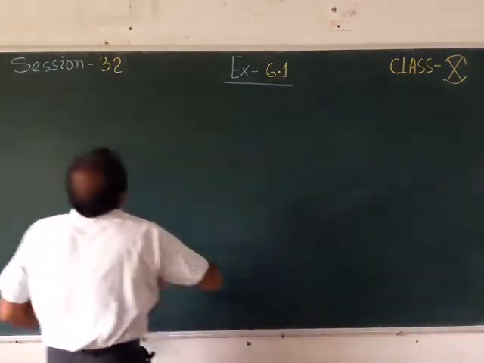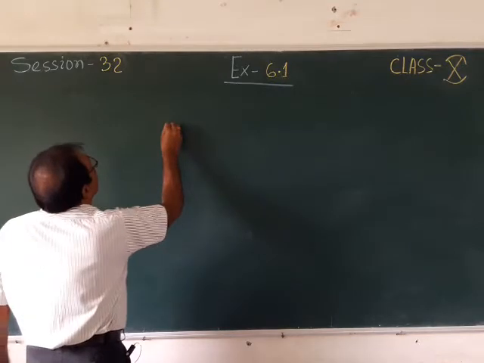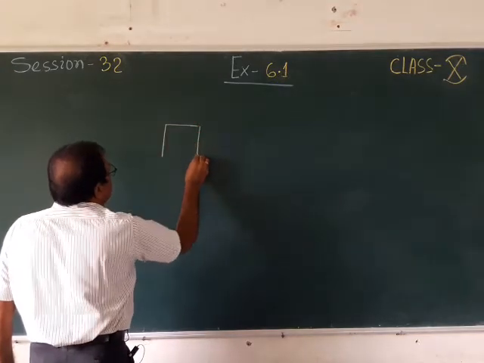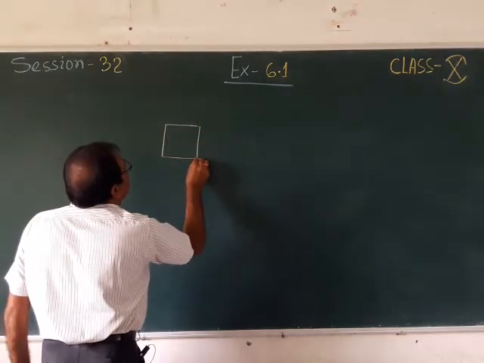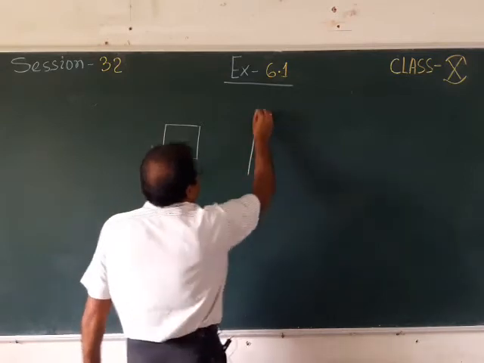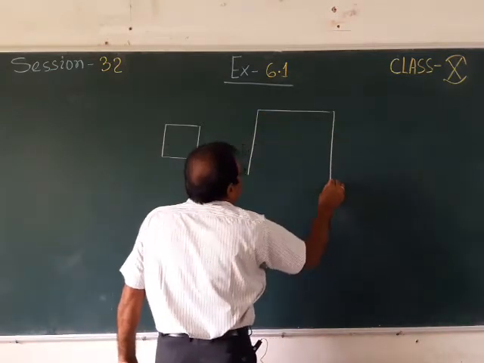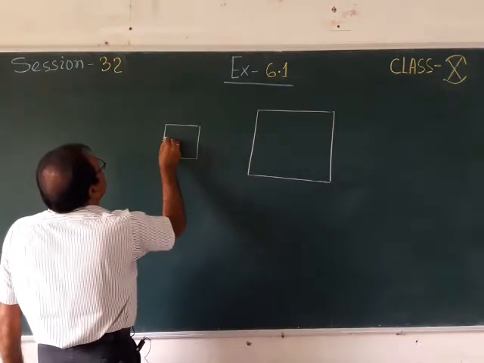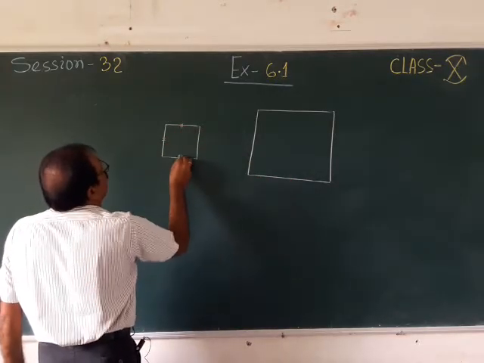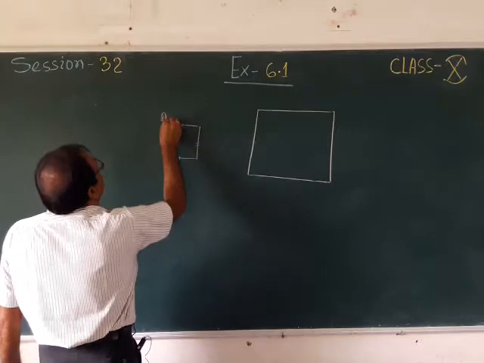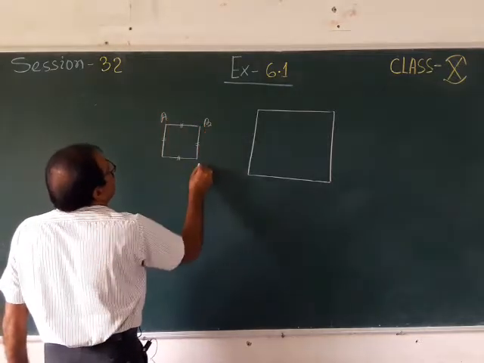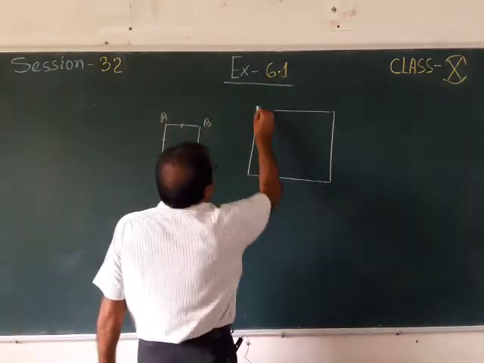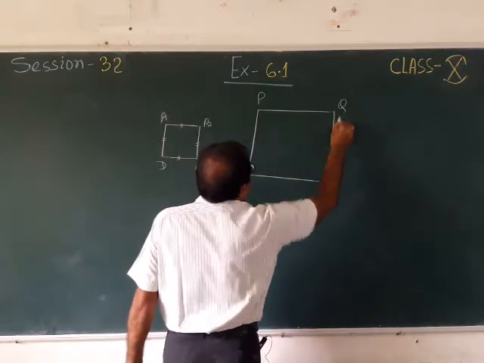Suppose I am drawing a small square and a big square. These two are squares. In a square, all the sides are equal. Suppose I have a square whose name I am writing as ABCD, and here I have a square whose name is PQRS.